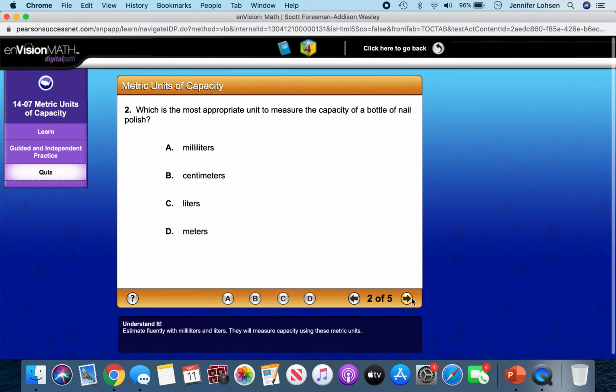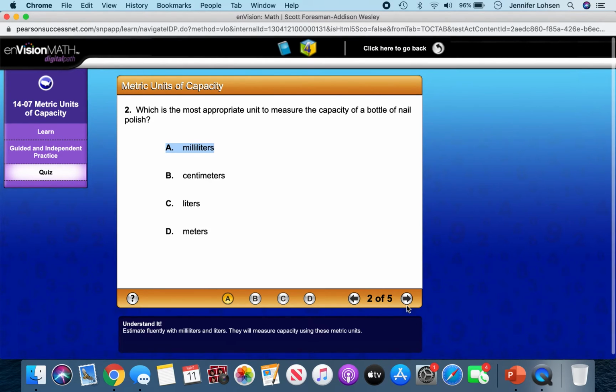All right, number 2 says, which is the most appropriate unit to measure the capacity of a bottle of nail polish? So, for those of you that have never seen nail polish, it's a teensy tiny little bottle. Again, if we look at our answer choices, two of them measure length. Centimeters is gone and meters is gone. So, I am only between A and C. Is a bottle of nail polish smaller or larger than half of that container of soda? It's a lot smaller. So it would make no sense for us to use liters as an appropriate unit of measurement. So we must use milliliters. So we're going to go with A.